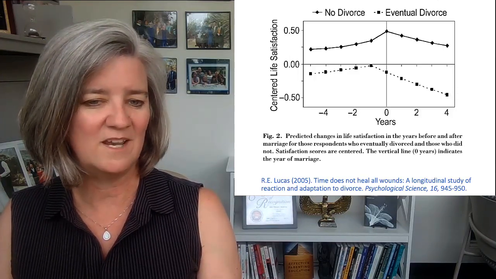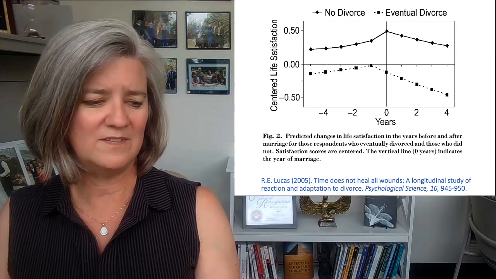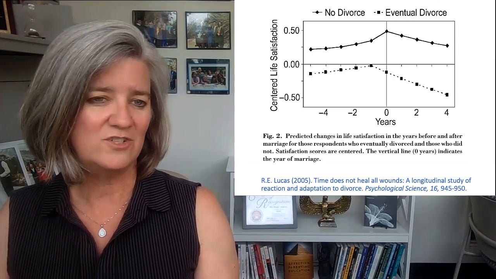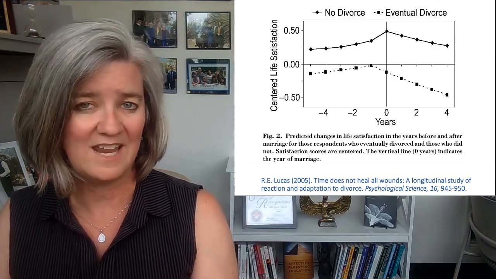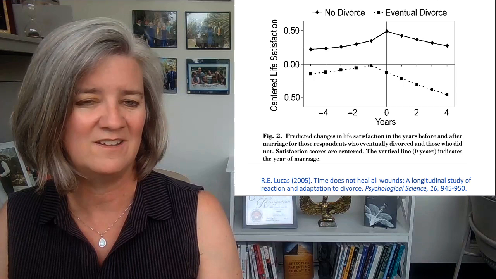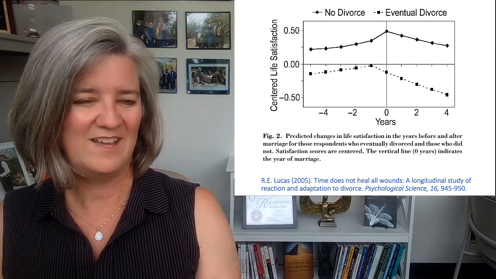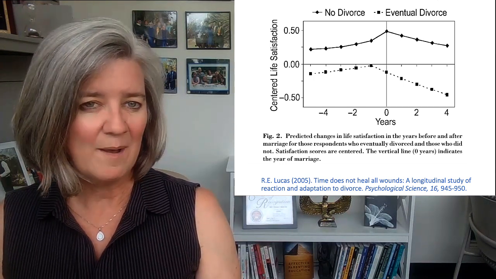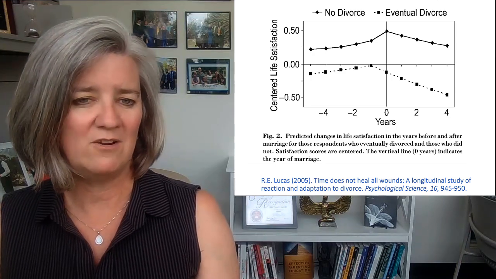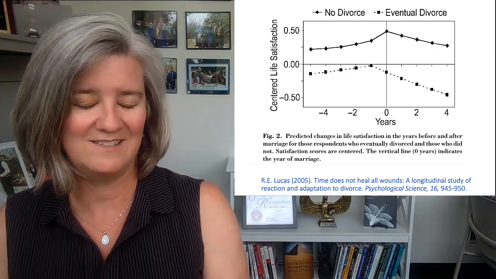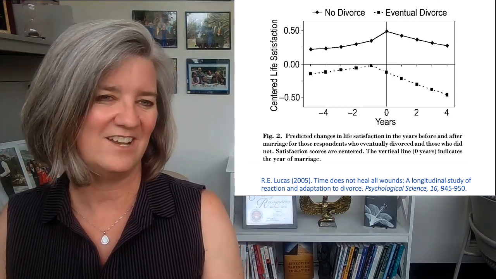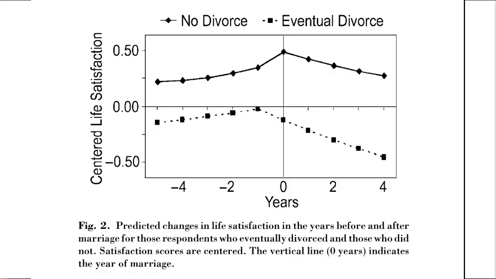Here's an example from a study. These are data from Germany, longitudinal data where the same people were surveyed once a year for at least 8 years. You can see graphed here on this chart, in the top line, people who got married, and they got married at that center line, 0 years. That's the year of the wedding. And this is their general life satisfaction. You can see that it peaks the year they get married. It's a pretty happy year for those folks.